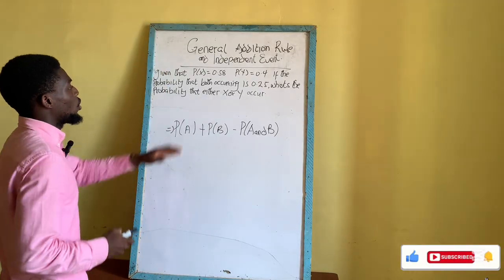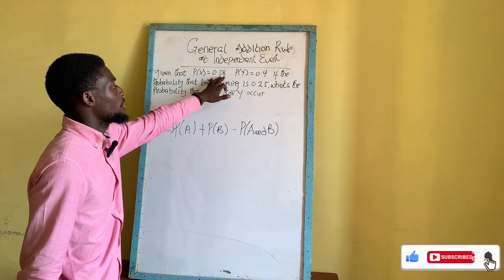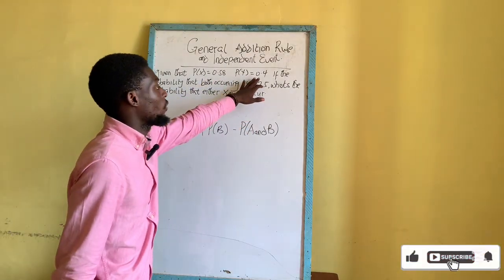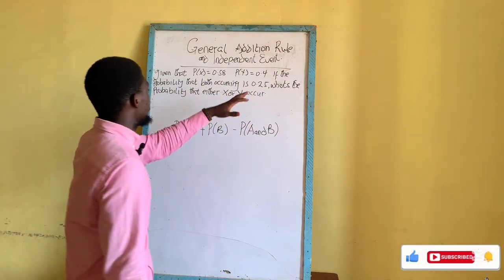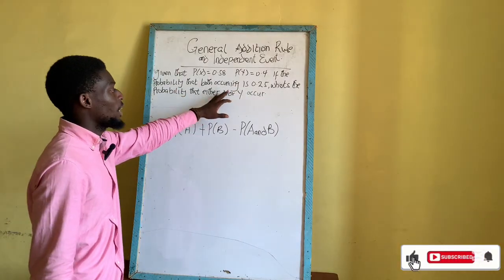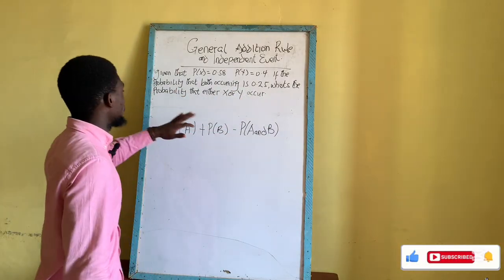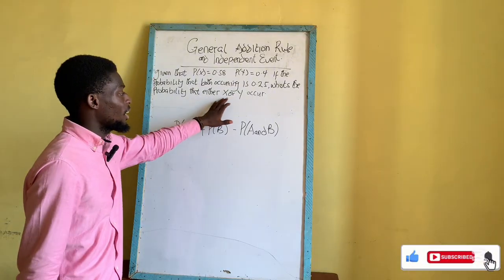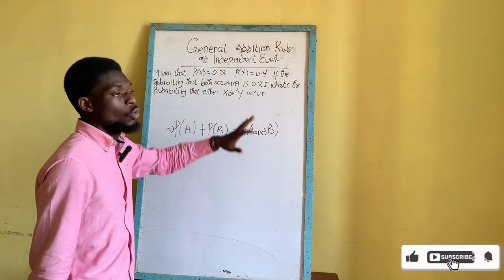Given that the probability of X is 0.58 and the probability of Y is 0.4, if the probability of both occurring is 0.25, what is the probability that either X occurs or Y occurs?